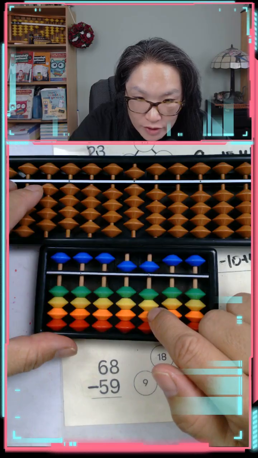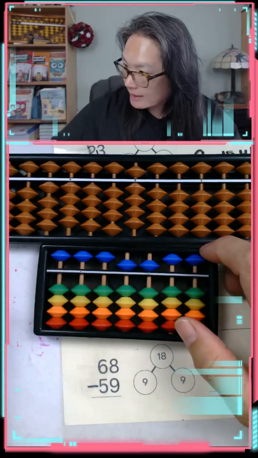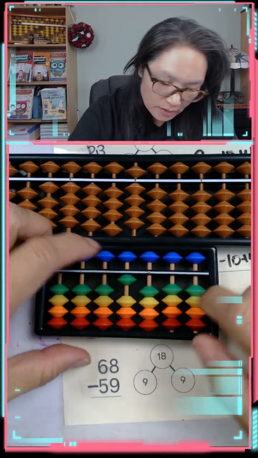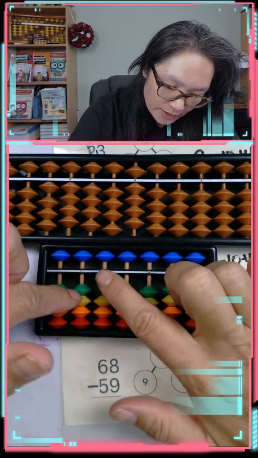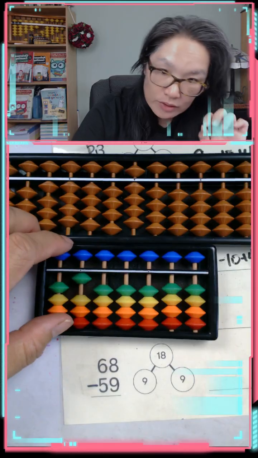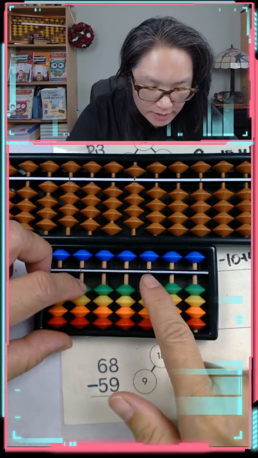Does it matter which row you start with? It does, actually. Because this is 1, this is 10, this is 100, this is 1,000. Think of the numbers, right? The representation, 1. 1, 0.